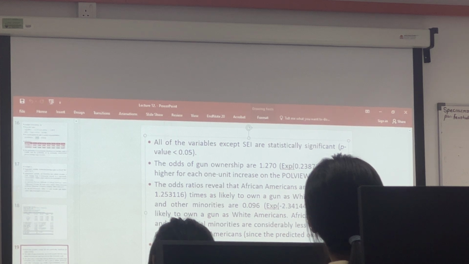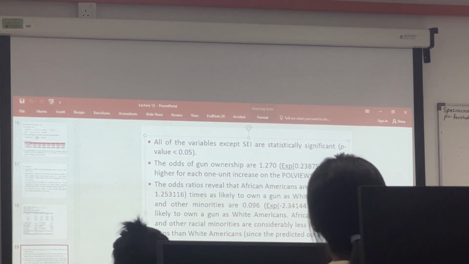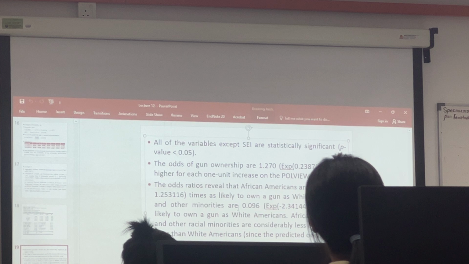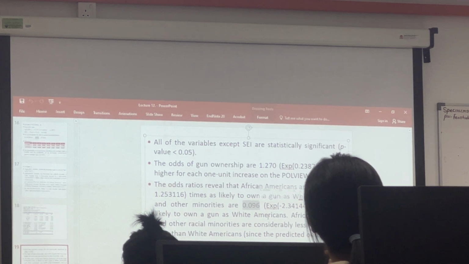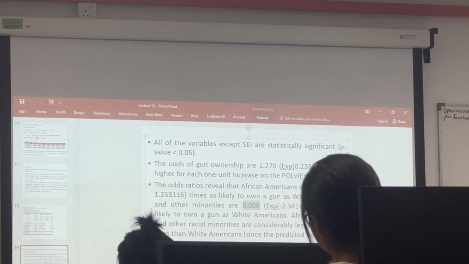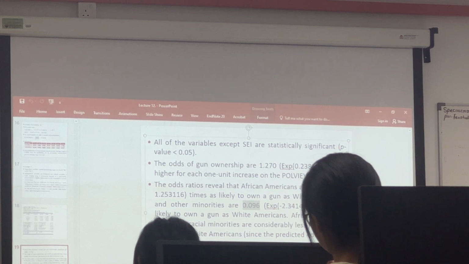0.26, its odds ratio is less than 1, so it's less likely for the African American to own a gun compared to white. Similarly, for the case of other minorities, the odds ratio is 0.069, less than 1. So again, they are also less likely to own a gun as compared to white American. So African American and other racial minorities are going to be less likely to own guns than white American, the reference category, since the odds ratio is less than 1.